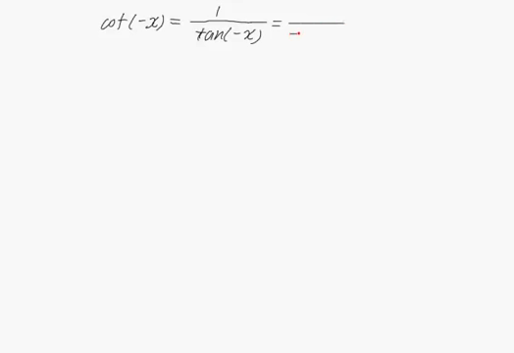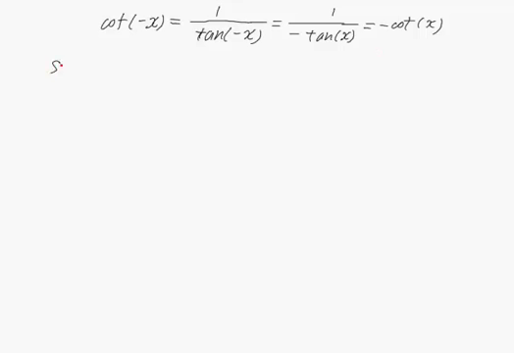So this is equal to negative tangent of x, right? So 1 over the negative tangent of x, and this is equal to negative 1 over tangent x. And 1 over tangent x is equal to cotangent x. So this is equal to negative cotangent of x. So cotangent is also an odd function.